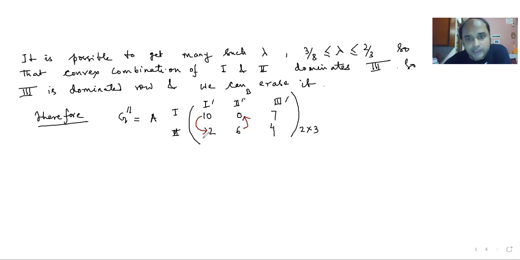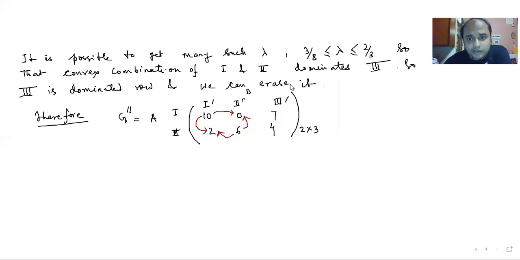So these two rows are not comparable. We can do the same thing with columns. Again we see that 10 dominates this, 10 dominates this, but this is being dominated by 2. So 1 prime and 2 prime are not comparable. Similar is the case with 1 prime and 3 prime. 10 is greater than 7, but 2 is less than 4. This does not always happen, so it depends upon the matrix.